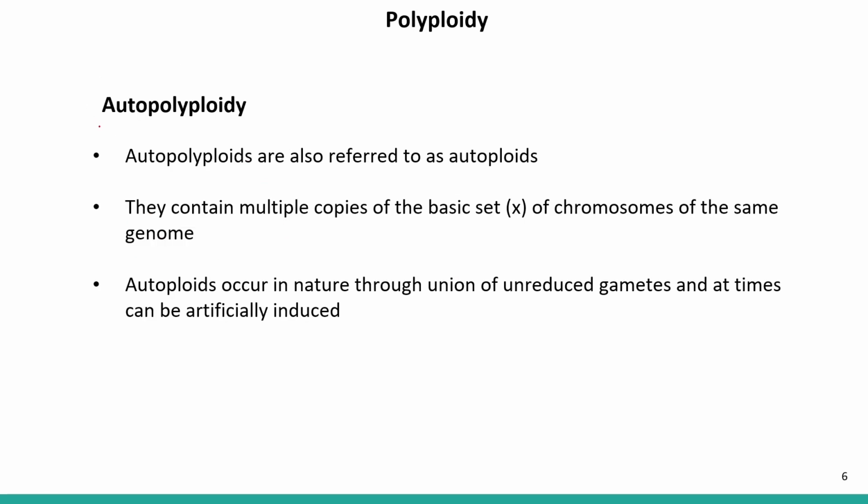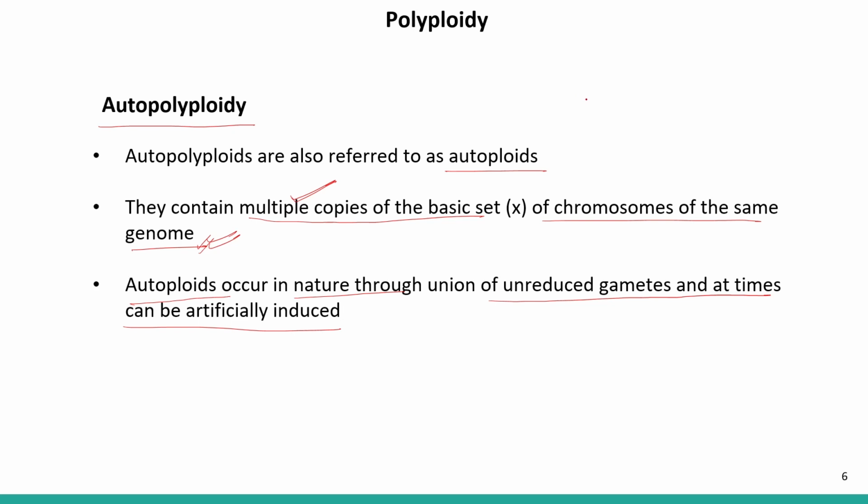Now let us discuss autopolyploids. Autopolyploids are also referred to as autoploids. They contain multiple copies of the basic set of chromosomes in the same genome. Autoploids occur in nature through the union of unreduced gametes, and can also be artificially induced.